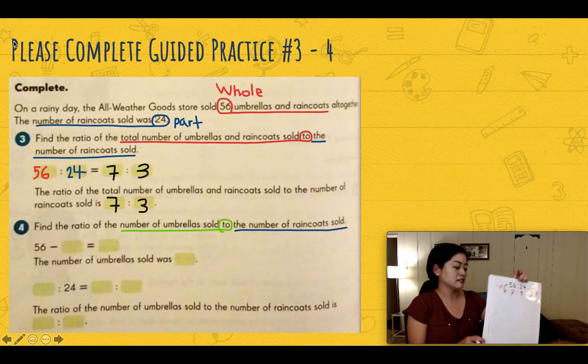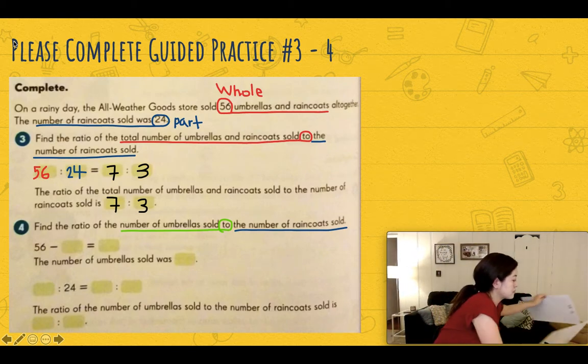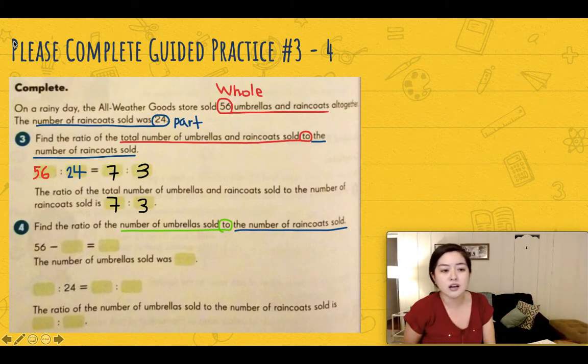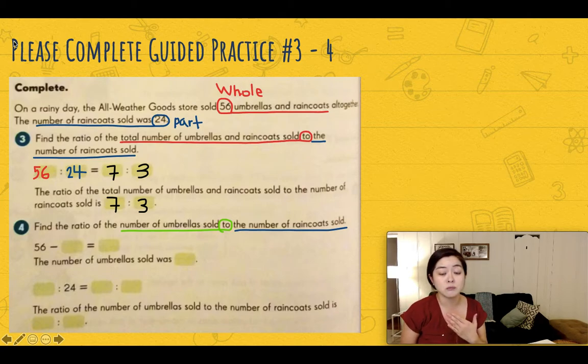All right, let's look at number 4. Okay, now it says find the ratio of the number of umbrellas sold to the number of raincoats sold. So we know the number of raincoats, but do we know the number of umbrellas yet? Was that information given? It wasn't. So we have to figure that out from the whole, okay? So we know that there are 56 umbrellas and raincoats, and we know the total number of raincoats sold was 24. So we have to do 56 take away 24, and that gives us the number of umbrellas sold, which was 32.